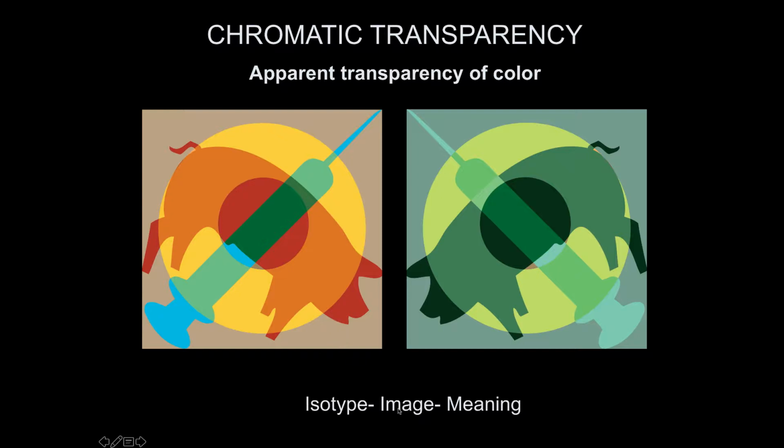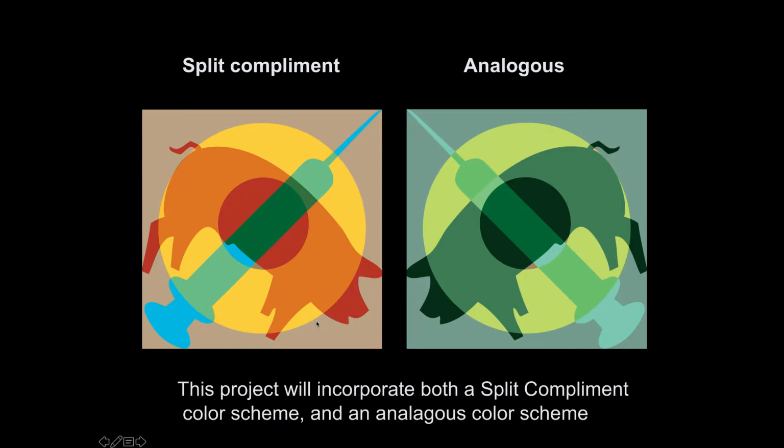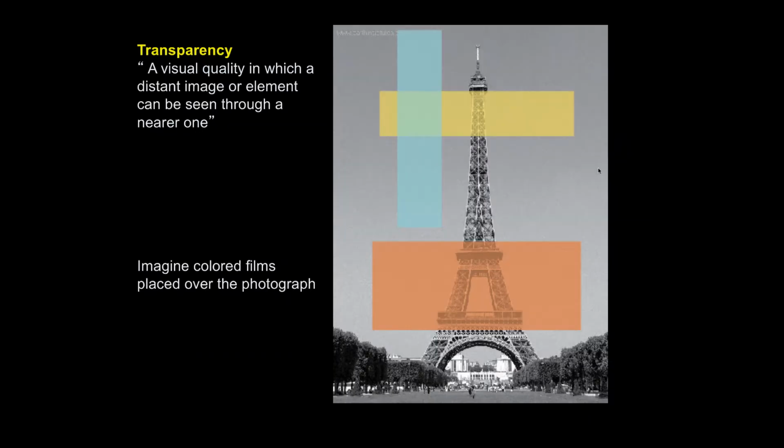It's isotope image and meaning. We'll talk more about that in the next mini lesson. What it will involve is using a split complement harmony and an analogous harmony. And if you read the readings in your book, this will help supplement this.